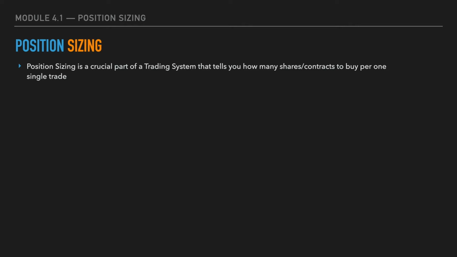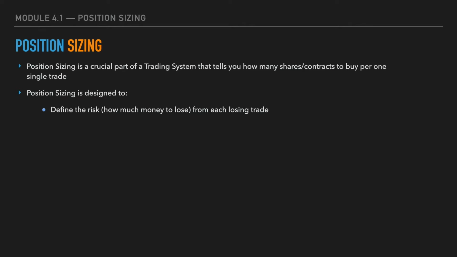So what exactly is position sizing? Position sizing is a crucial part of a complete professional trading system that tells you how many shares or contracts to buy or sell for one single trade. Here are some of the reasons why position sizing is so important. It defines the risk, or how much money you can lose from one losing trade. It can limit the risk from those larger than expected losing trades.